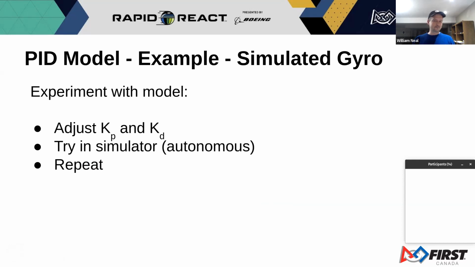But there are also some systematic ways online to get it better. So you can try those. And then once you've changed these values, you just try it in the simulator, see how it works, and then repeat. That's the simplest way, but there are much better ways to do this mathematically.